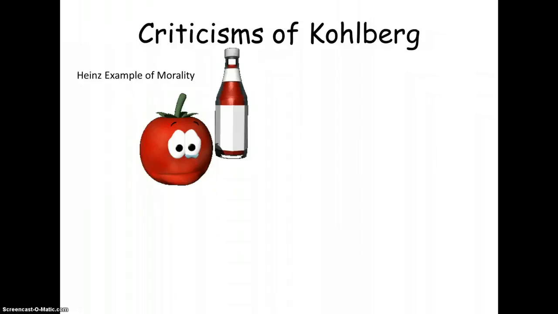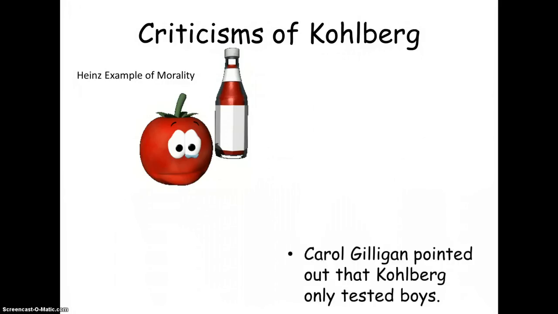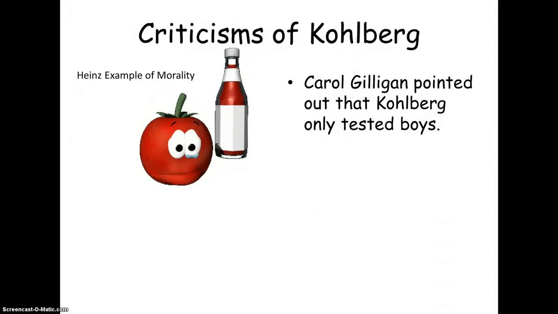I want you to think about that example because we're going to talk about it in class tomorrow. So Kohlberg used this dilemma to determine where people are at according to his stages of morality. And he asked people of different ages to read this, and then the explanation of why is really what he was looking at. Well, Carol Gilligan pointed out that he only tested boys.